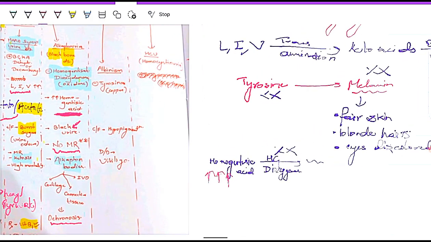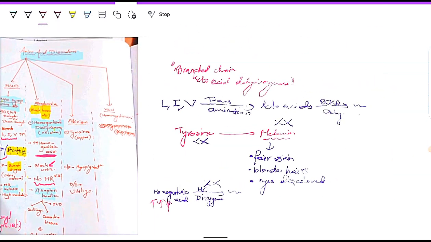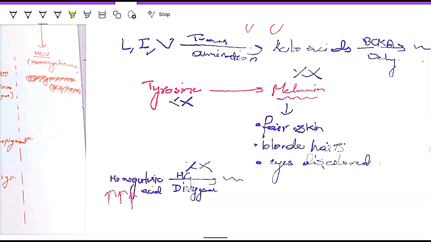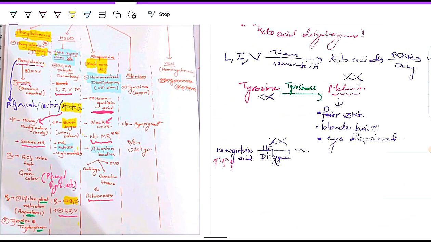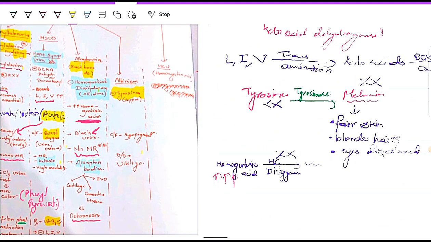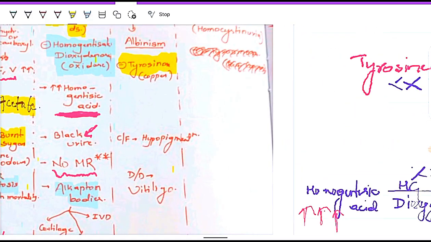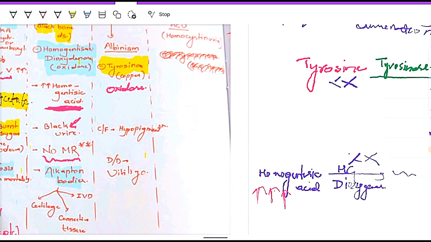Now the next disorder we are going to talk about is albinism. I already told you that tyrosine gets converted to melanin. This is with the help of an enzyme called tyrosinase. Now this tyrosinase enzyme is deficient in a disorder called albinism. Tyrosinase is an oxidase, and all the oxidases require copper. So tyrosinase will require copper as its cofactor.